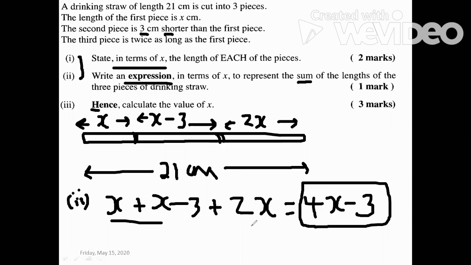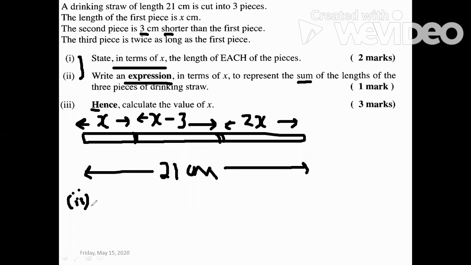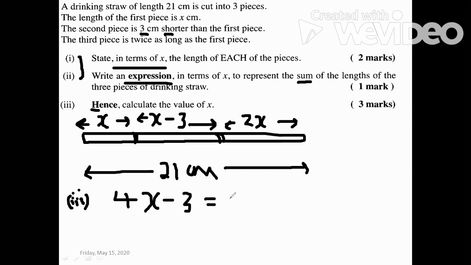Yet again, I'm trying to save time. Well, not time, space actually. So this is part 3. The expression in part 3 is 4x minus 3, and we want x. So we're going to put everything equal to the length of the straw, which is 21.